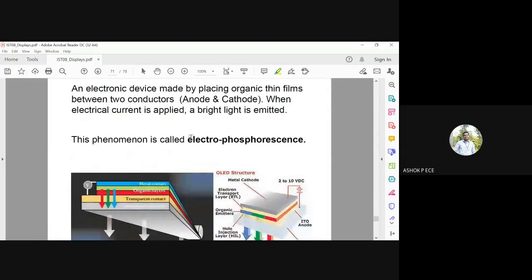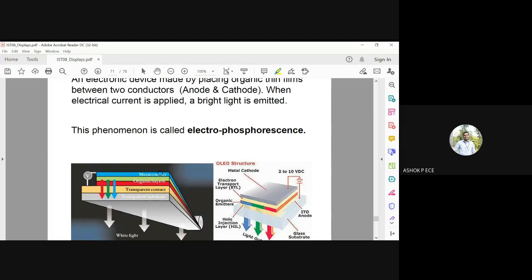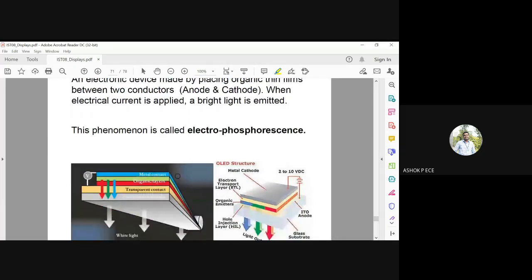It is an electronic device made by placing organic films between two conductors, anode and cathode. See here, you have the organic layers between the metal contact and the transparent contact. When you place a thin organic film between the two conductors, that is going to be called an organic LED. When electric current is applied, a bright light is emitted. This is called electrophosphorescence.